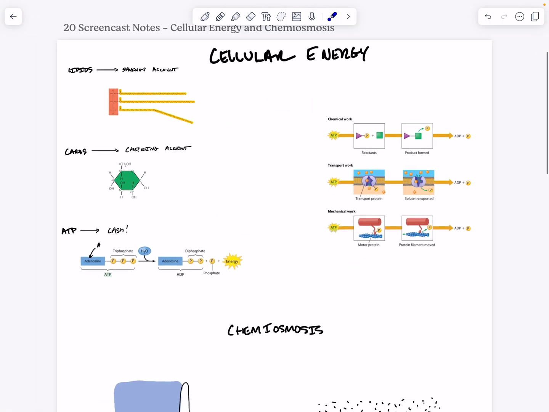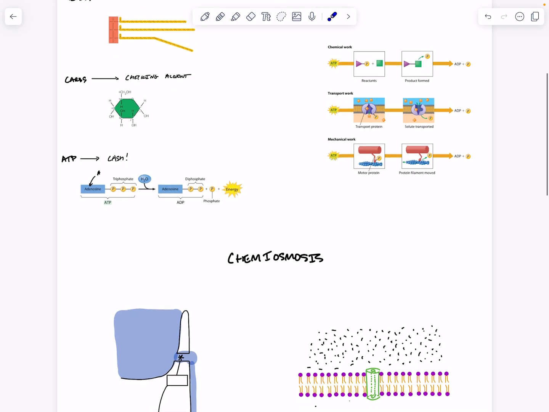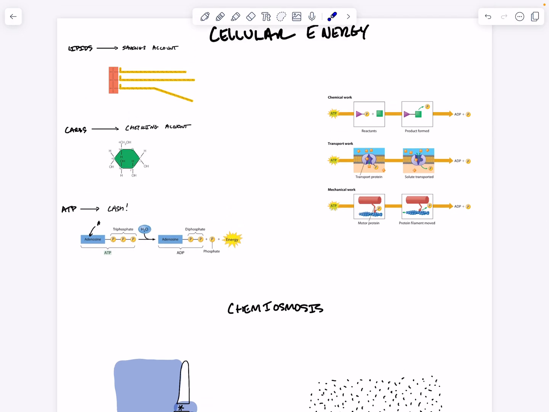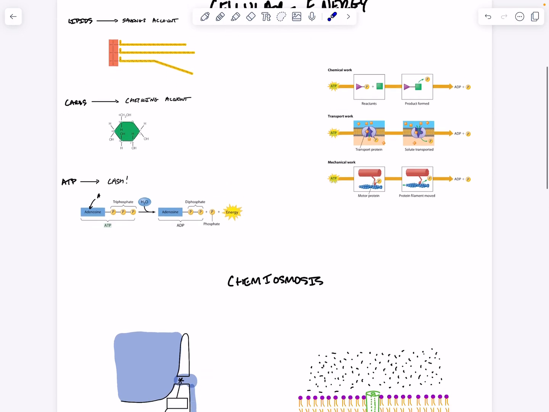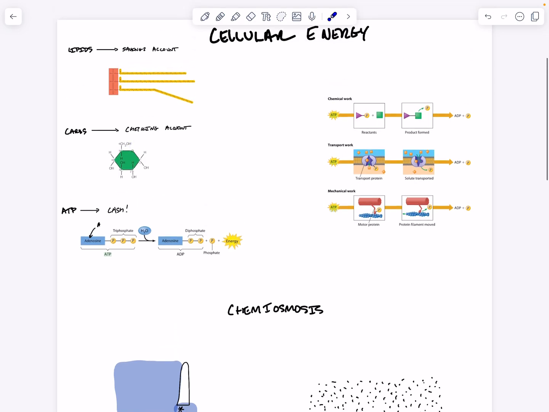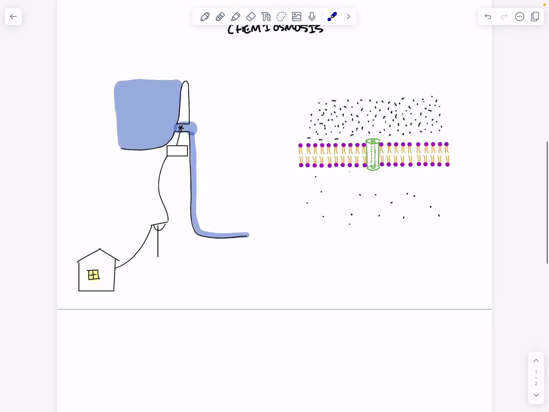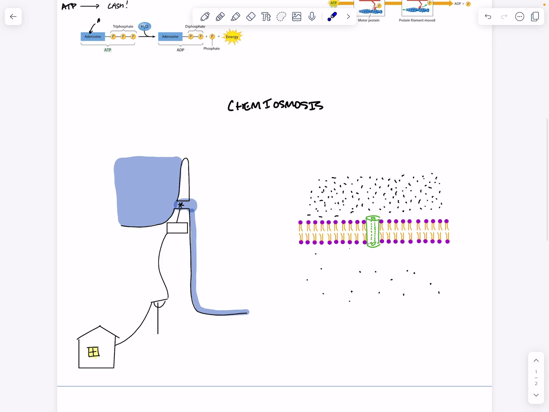Okay, so ATP can be used for all these different types of cellular work, and it's just the right balance of good for storing energy, but it's easy to release that energy. Whereas with lipids and carbs, it's a little bit harder to release that energy, and there's more energy stored in them.